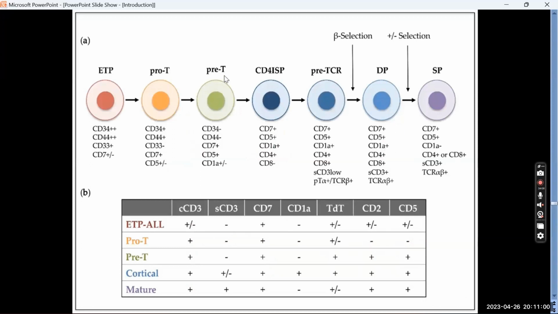ETP-ALL, pro-TALL, pre-TALL, double positive and single positive ALL. Basically, double positive is cortical and single positive is mature TALL. And this is all immature, ETP-ALL and then early TALL. Based on the phenotypic markers, you can classify.